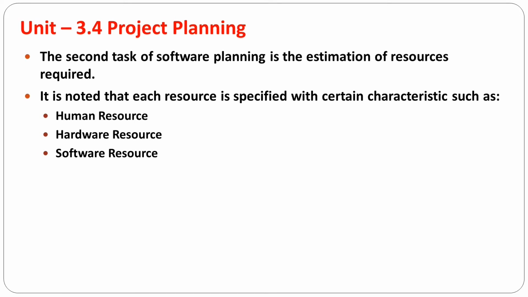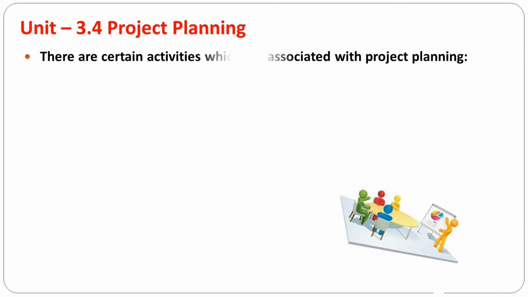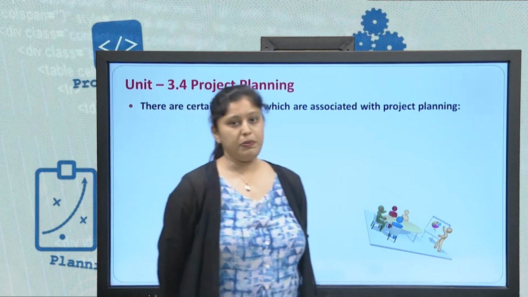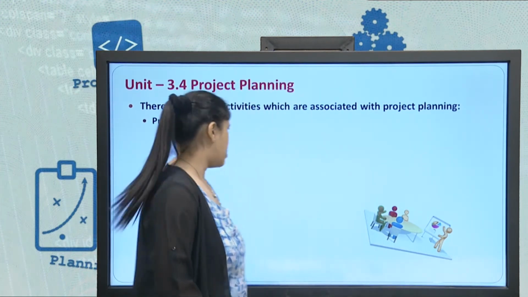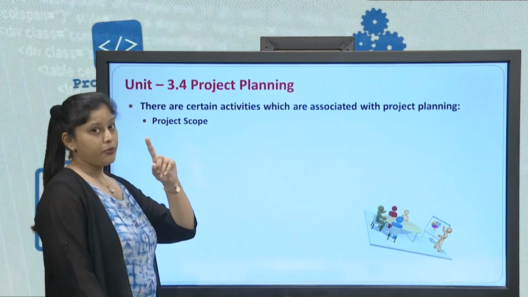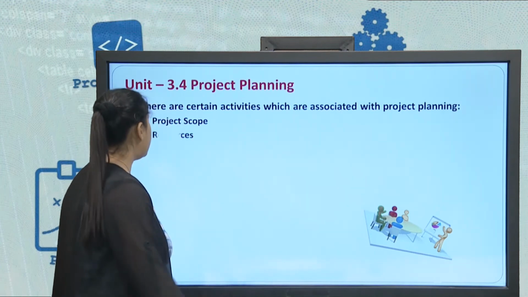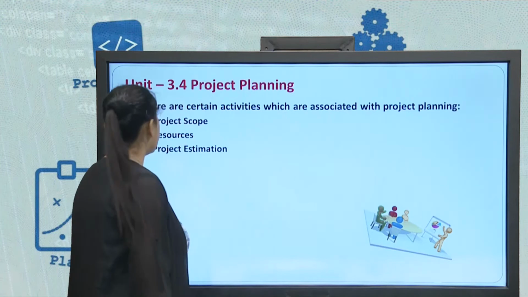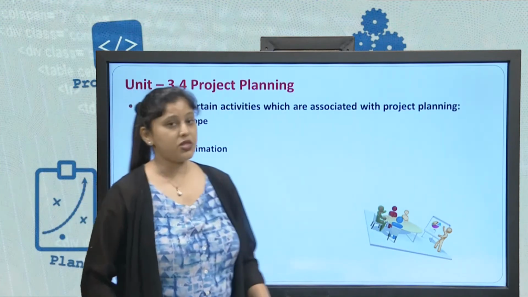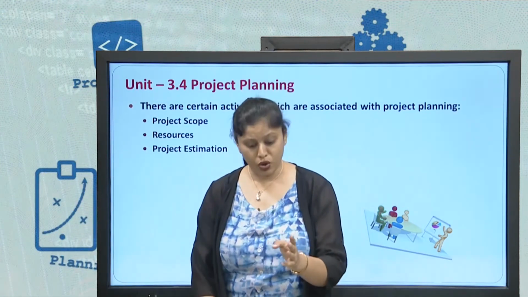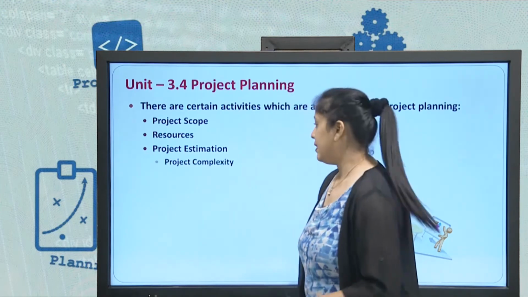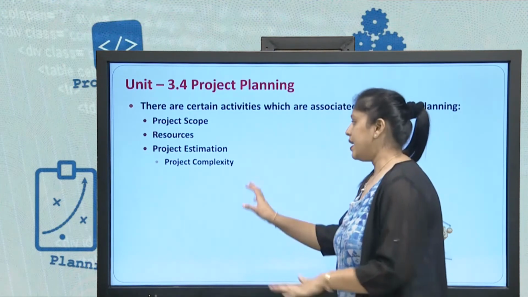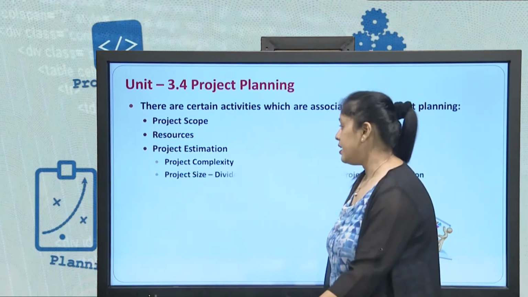So the second task is deciding upon the resources. Now there are certain activities associated with project planning. First is project scope, which we discussed already. Second is the resources, which we discussed. Third is project estimation. Project estimation is the estimation of the cost and the time that will be required, and it includes project complexity and project size.